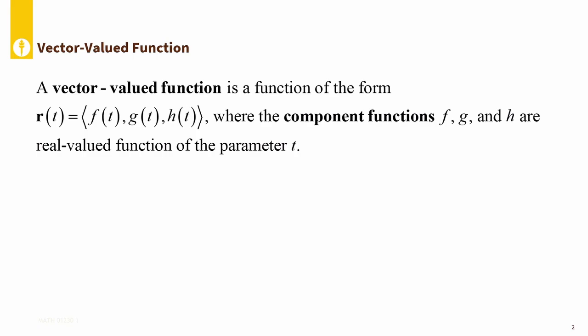Right, R of 5 would have to be f of 5, g of 5, h of 5. But when would that be defined? Right, meaning, when would it exist? As an example, 1 over 0 is undefined, right? So when would a vector be defined?